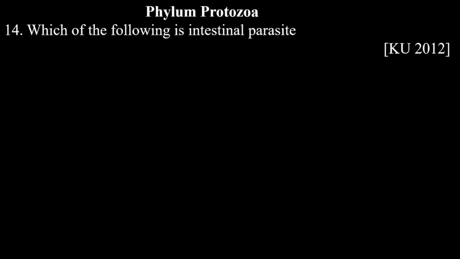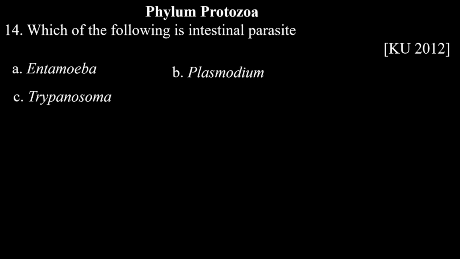Question number 14. Which of the following is an intestinal parasite? Your options are A. Entamoeba, B. Plasmodium, C. Trypanosoma, D. Leishmania donovani.